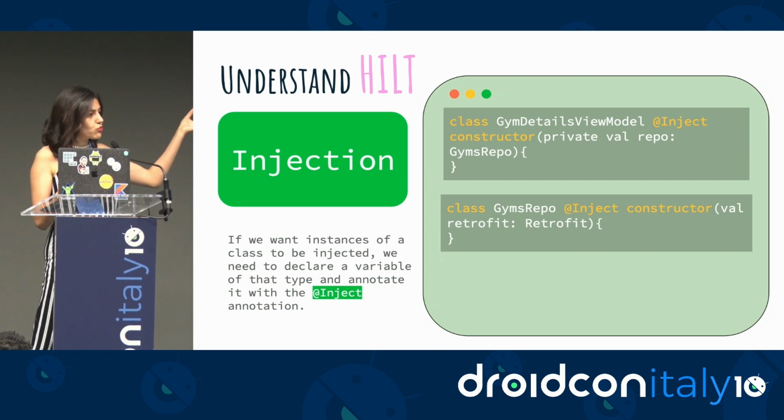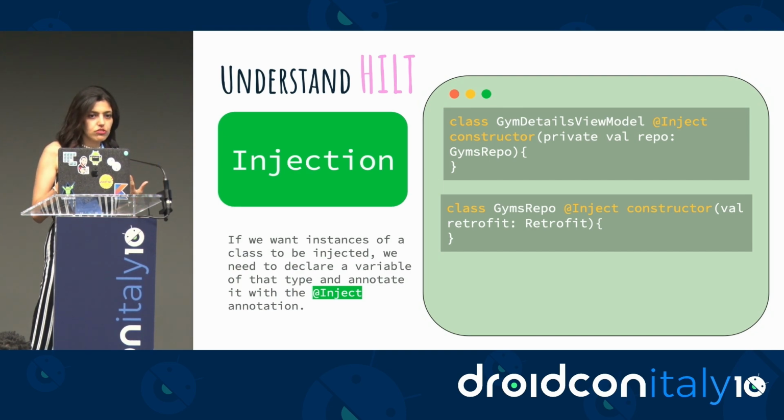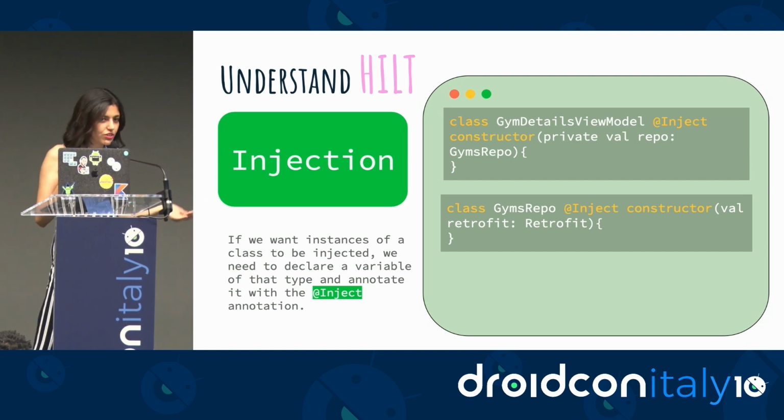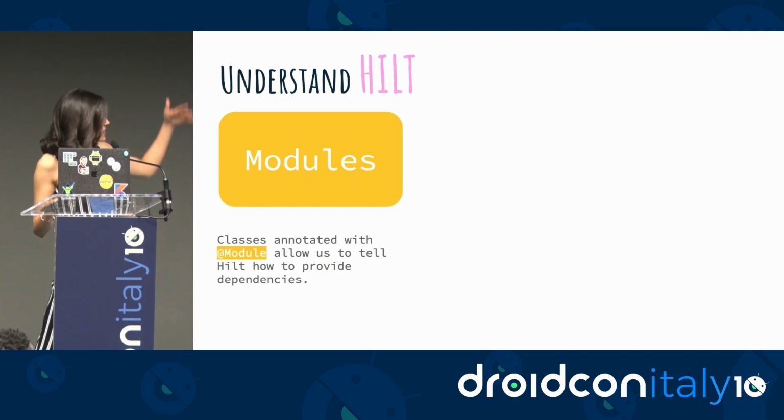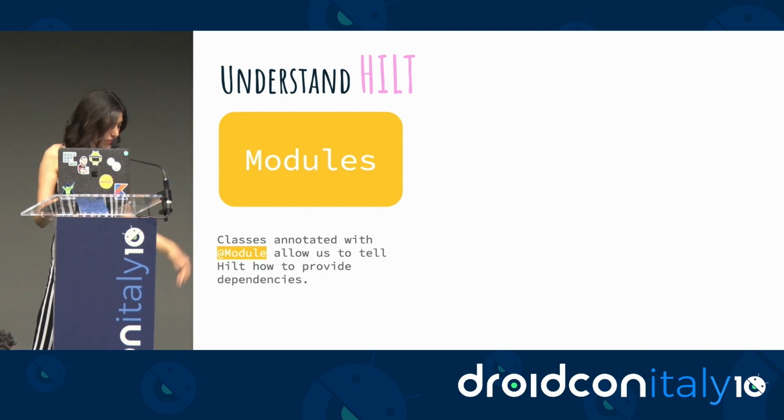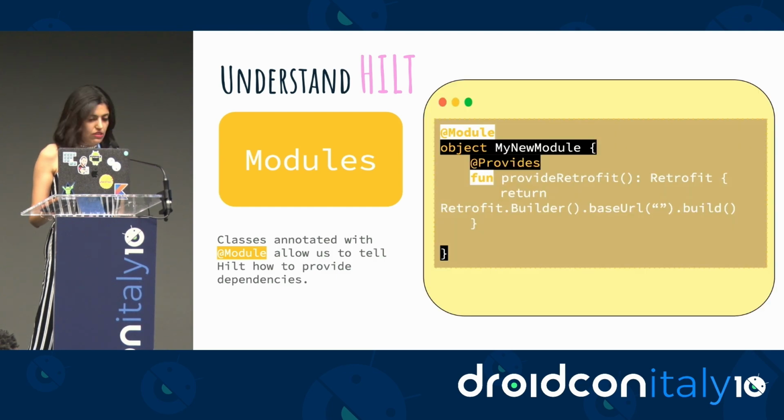but it will have a problem, which is creating the instance of Retrofit, because it cannot create it. And we definitely cannot go into Retrofit's class and annotate its constructor like we're doing here. So this is where the second concept comes, and the second annotation, and also the third, which we'll see right now.